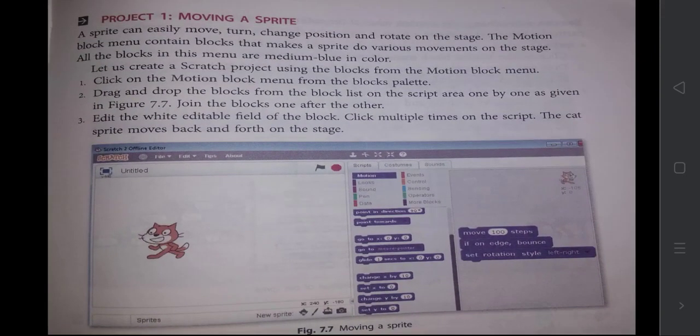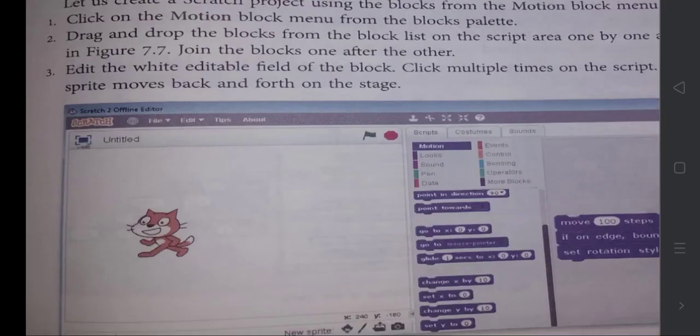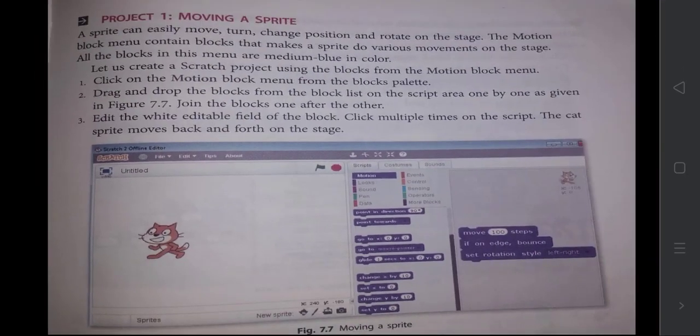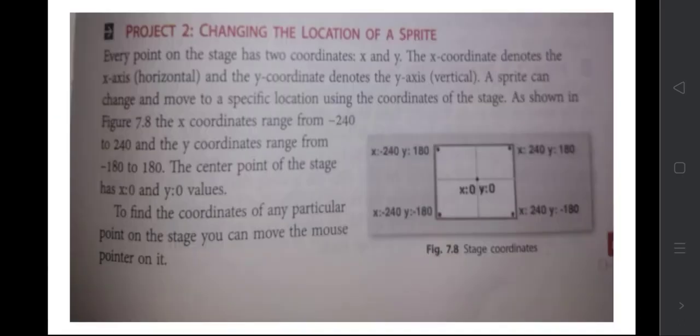Then edit the white editable field of the block. Click multiple times on the script. The cat sprite moves back and forth on the stage. As many times as you click on the sprite, it will move. Now we saw how to move a sprite.